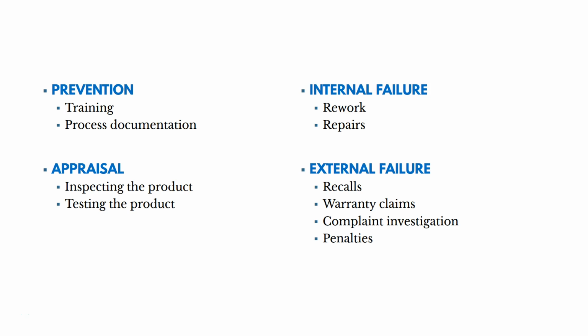And then internal failure, those are when we identify issues as a project team before it makes it to the customer. We'd prefer that over external failures. Examples of internal failures are things like rework and repairs. We fix it before it goes to the customer. And then external failures is if the quality issue or the defect is found by the customer. Costs that we could expect to pay here are things like recall costs, warranty claims, complaint investigations, and other penalties. So we'll talk more about the cost of quality in the quality chapter, but this should hopefully give you a decent introduction.